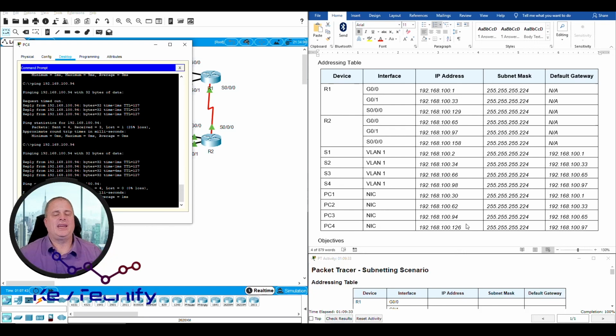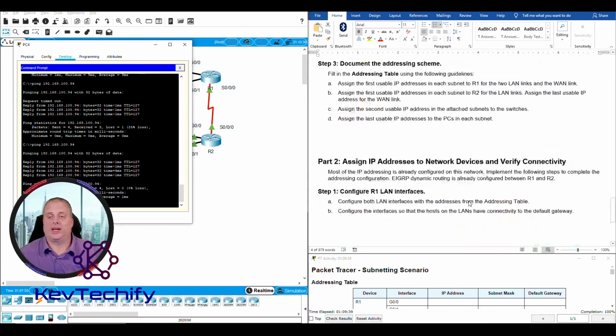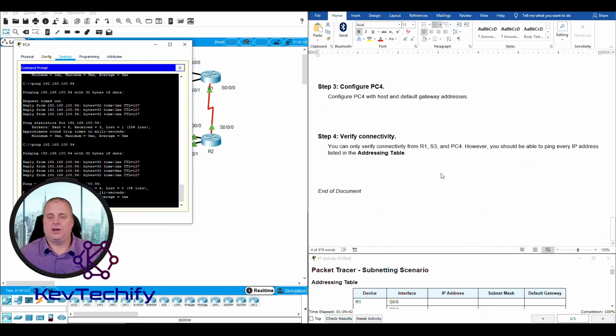And so we have pinged every device on the network from the PC. I'm saying we've got great connectivity at that point in time. Scroll down to the bottom here, and we are done. That was Packet Tracer Lab 11.7.5 Subnetting Scenario.